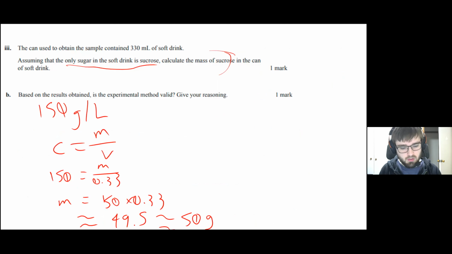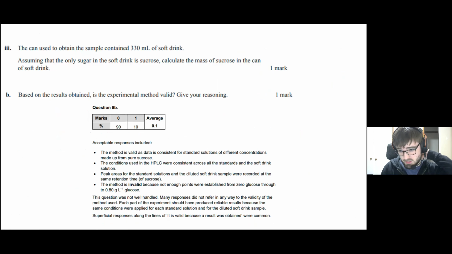I'm just going to show you what VCAA said here. So only 10% of students actually got this mark here. So they said it's valid as the data is consistent for standard solutions of different concentrations made up from pure sucrose. I'm going to be honest, I don't know what that means. I think it's saying that the graph it's made is roughly linear, which from an analytical perspective, I think is actually pretty rubbish. But if they accepted it, then they accepted it.